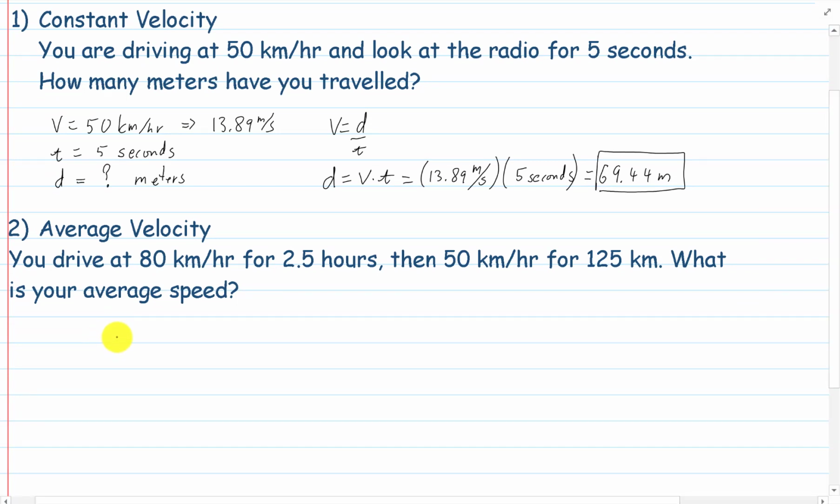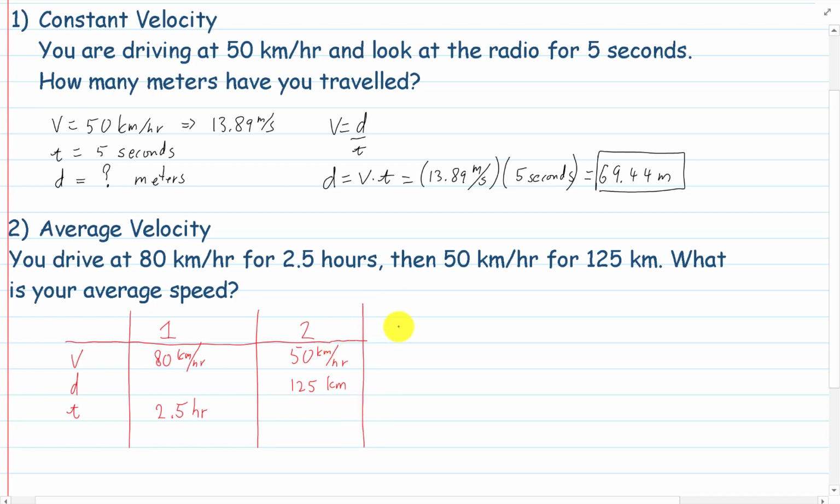Okay, so we have stage one, and we have velocity, distance, and time. The velocity is 80 kilometers per hour, the distance we don't know, and the time is 2.5 hours. The second stage of this average velocity problem is we were traveling at 50 kilometers an hour for a distance of 125 kilometers. We're supposed to get the average.